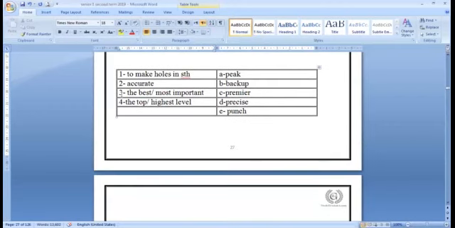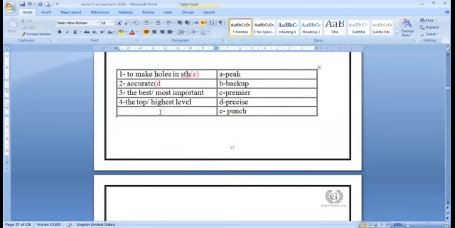The following one here you have number one, to make holes in something, number two, accurate, number three, the best or the most important, and number four, the top or the highest level. To make holes in something, especially using a tool, of course it is punch. Punch, we have said, means to make a hole in something using a tool. The following one is accurate. What is the synonym of the word accurate? I think we have studied it many times before. The synonym of accurate is precise.